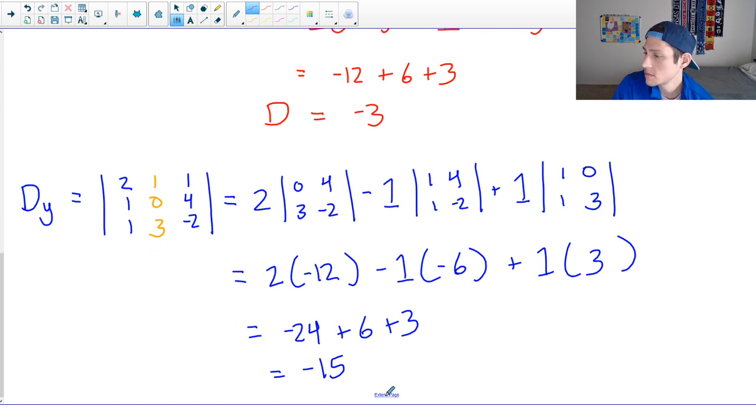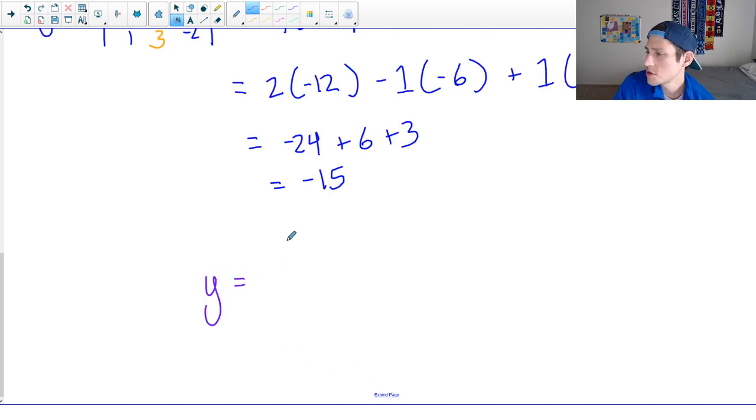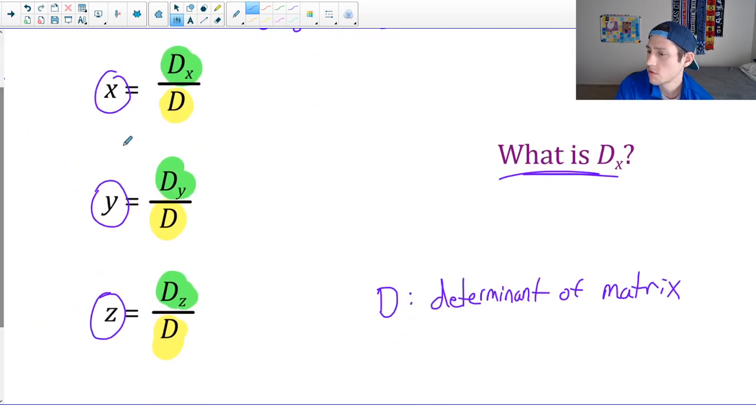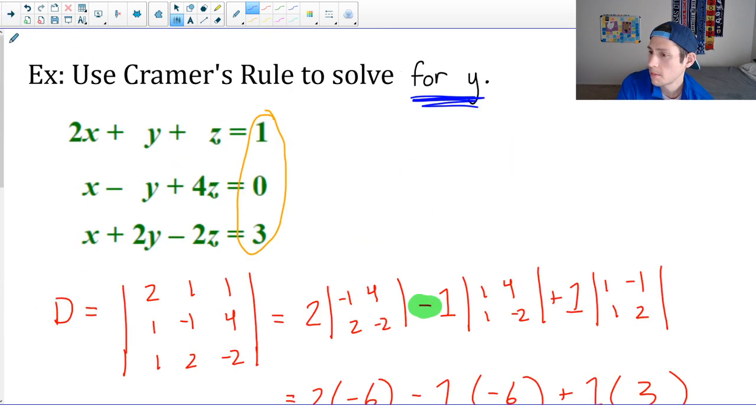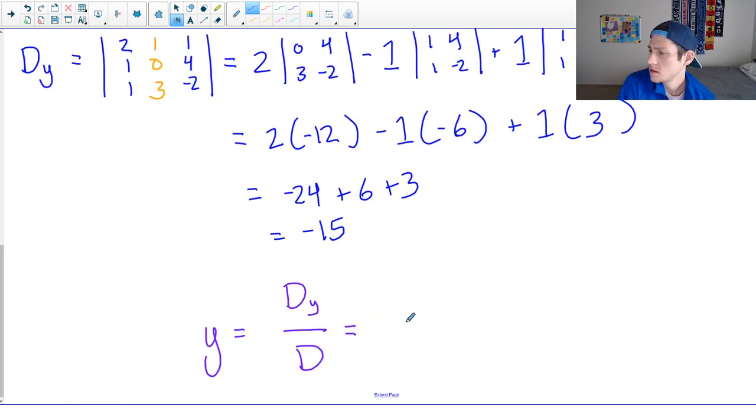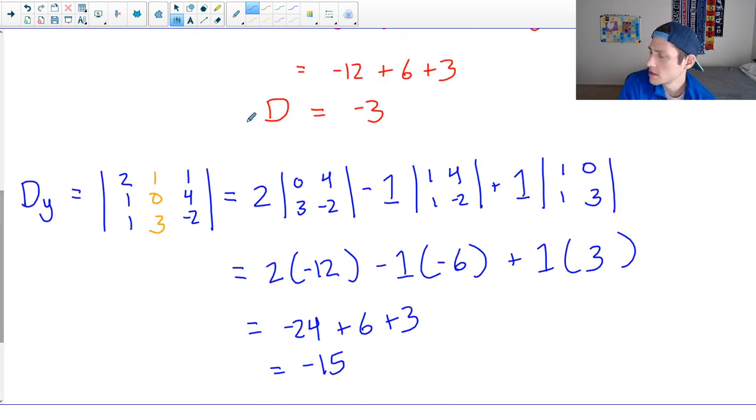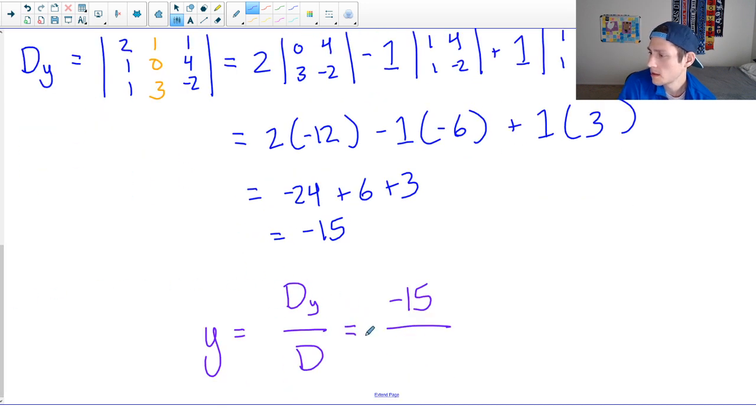Okay, great. So I have everything I need. So the y value should just be dy divided by d. Right, so that just comes from our formula here, right? dy divided by d. dy we just decided was negative 15. Capital D from earlier is negative 3. So negative 15 divided by negative 3 is 5.